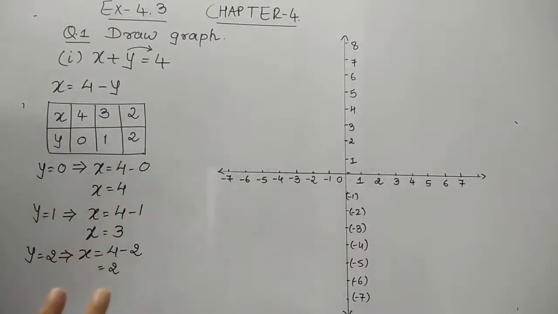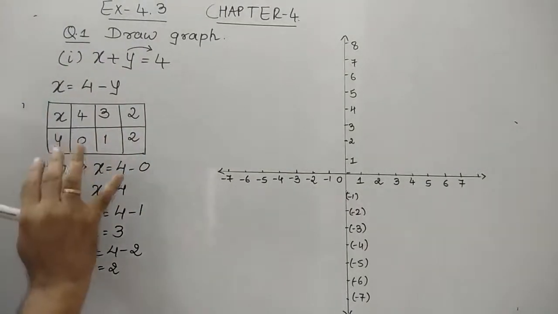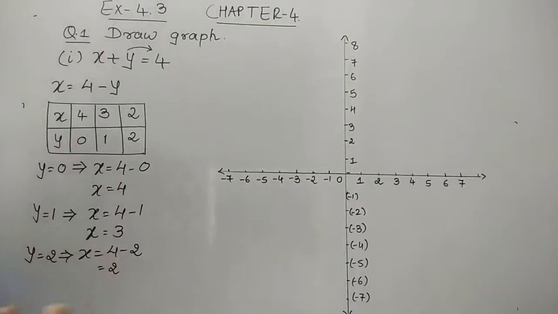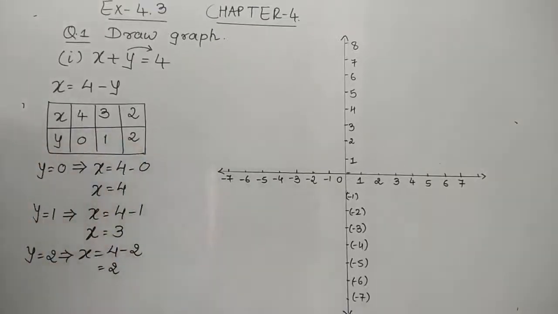At least 3 we have to take. We can take a maximum of any number. We know it has infinitely many solutions. For the graph, at least 3, okay, and at most 4 we will take. Now let us represent all these values on the graph paper.